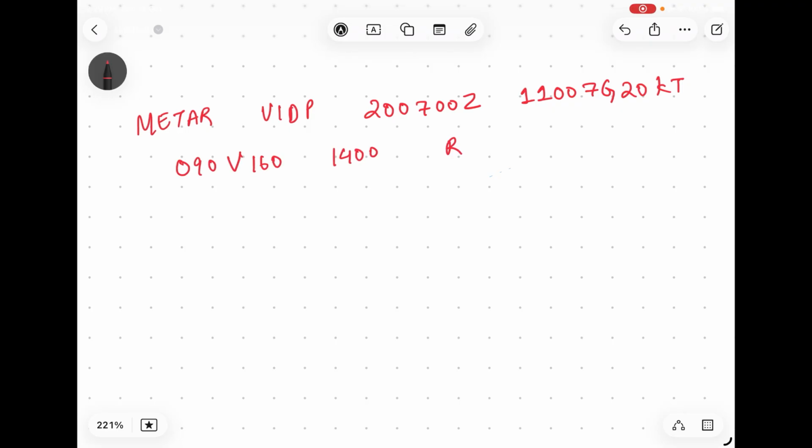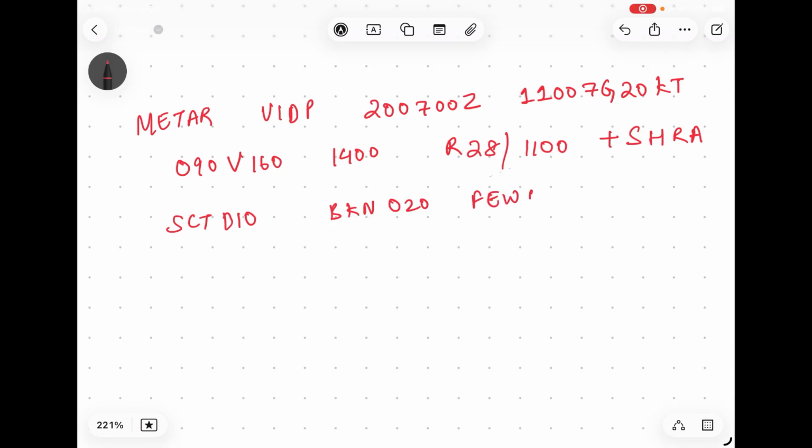Here this R is basically runway, but Romeo, 28/1100 plus Sierra Hotel Romeo Alpha. Then we have scattered 010, broken 020. Anybody who's seen a video on clouds would know what I'm saying here. These are basically mentions of clouds in octas. Then overcast 060 CB, which is also a cloud, your cumulonimbus cloud. 33/26 Quebec 1008 and no SIG.